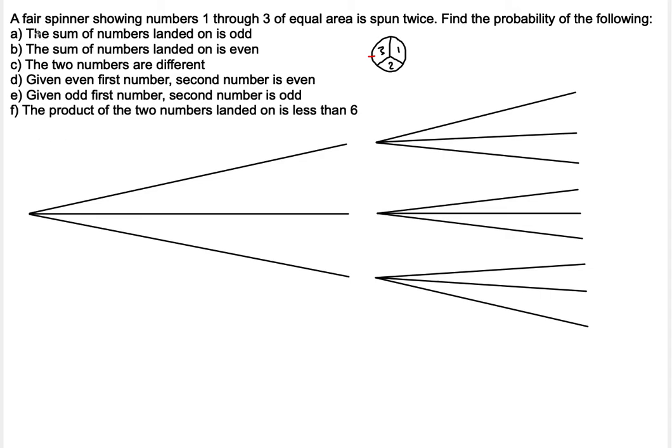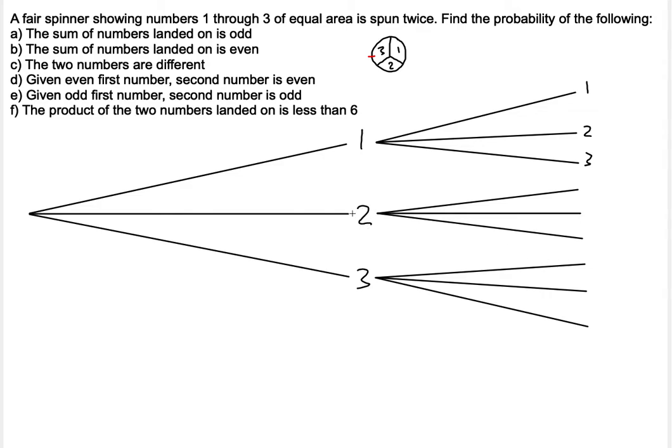So the first one says, what is the probability of having the sum of numbers landed on being odd? Before you do that, let's use the tree diagram. This pertains to the first spinning attempt, and this one is for the second. Obviously we're going to have numbers 1, 2, and 3 from the first try. And then for another set, if we spin 1, we can have combinations for the second spin: 1, 2, and 3.